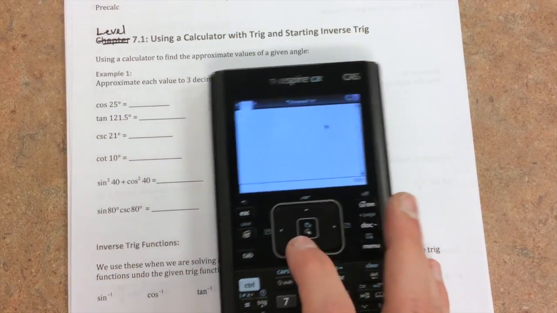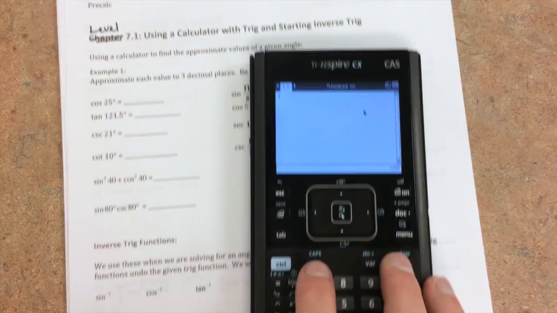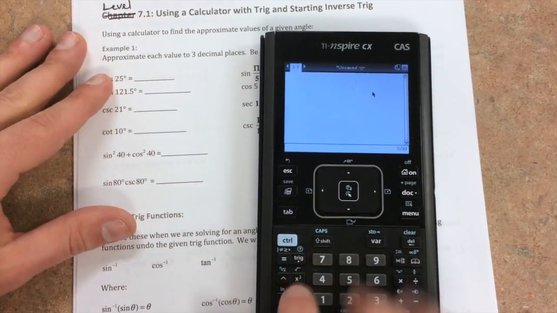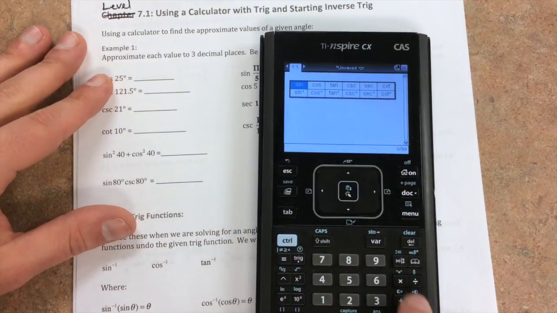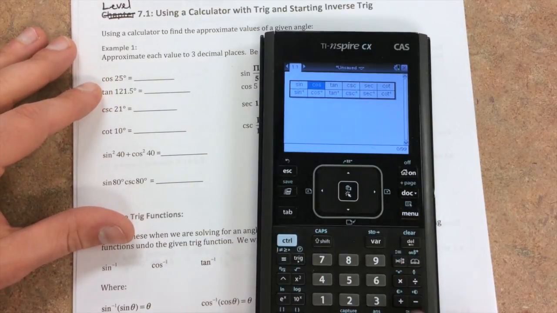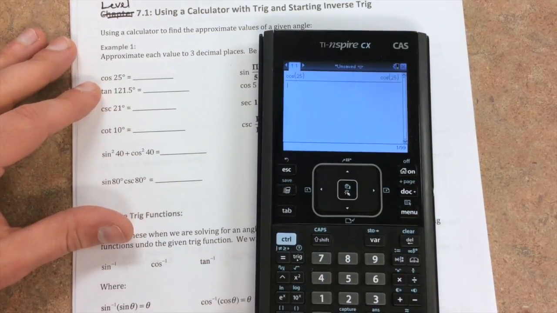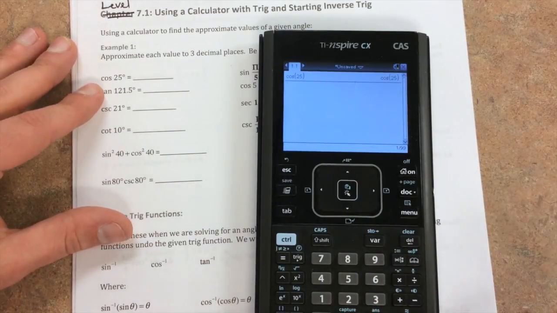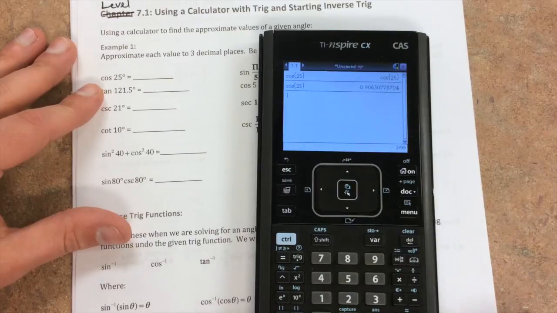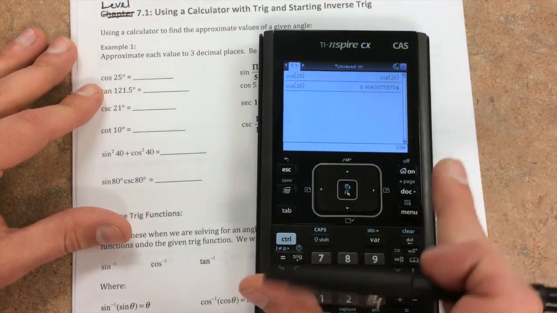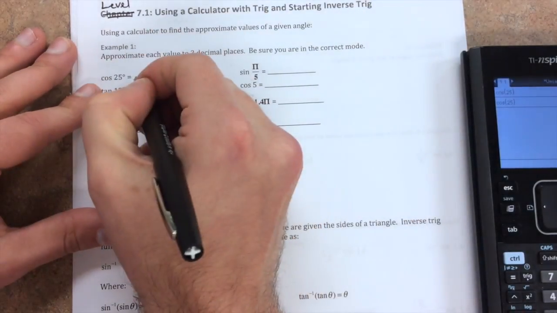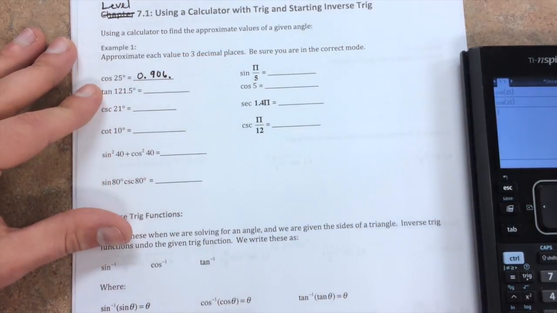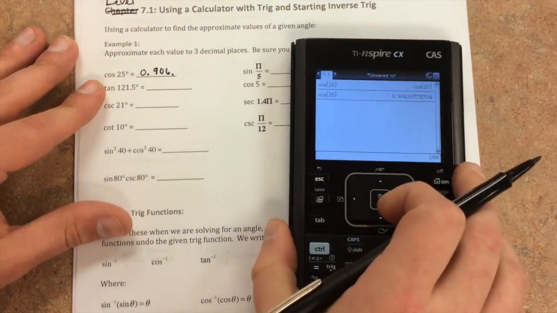Okay, so now we're going to type some of these in. We're going to do these columns first. For the cosine, if you hit the button next to 7, it says trig. You should be aware of that. The cosine of 25, we hit enter. It says just cosine of 25 because it wants to give us the exact answer. If you hit control enter, we get our decimal: 0.9063, then we round down.